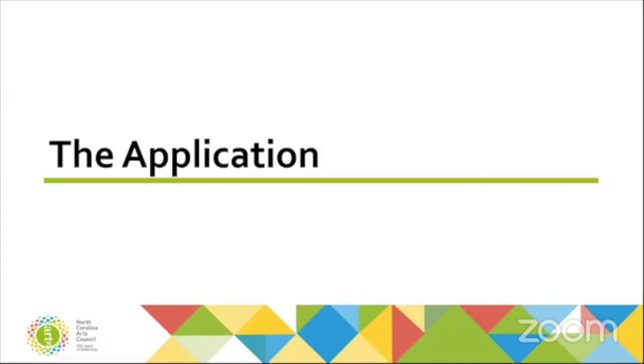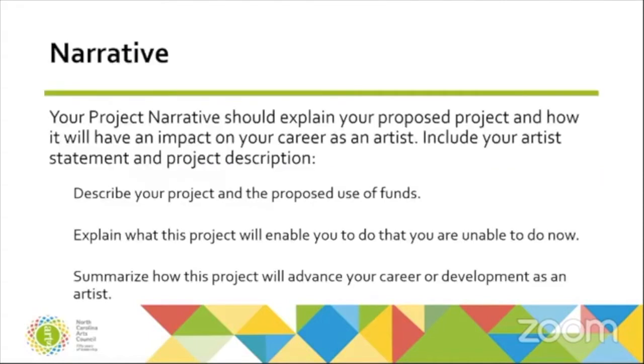So quickly, I'll take you through some information you should expect to see on the application. The information I'm going over is the minimum required across the state. So you'll see this in every application in some form. The first is the project narrative, and this is different from an artist statement. It's different from your resume. Narrative should explain your proposed project and how it will have an impact on your career as an artist.